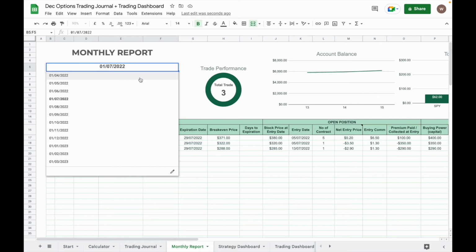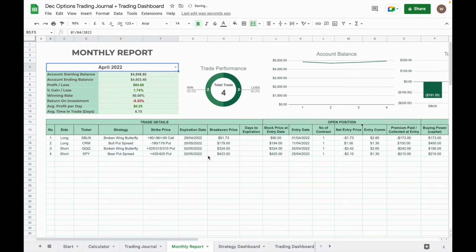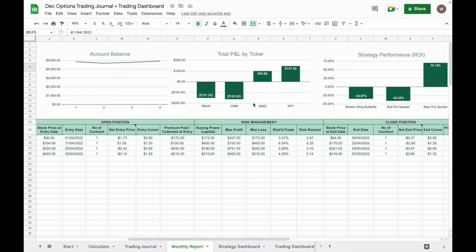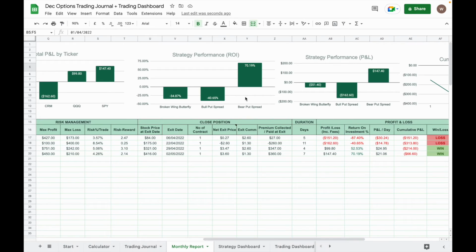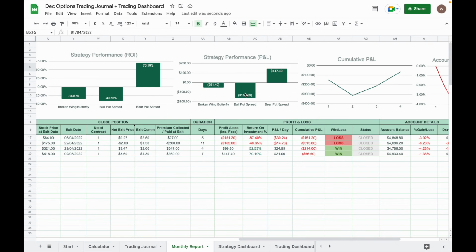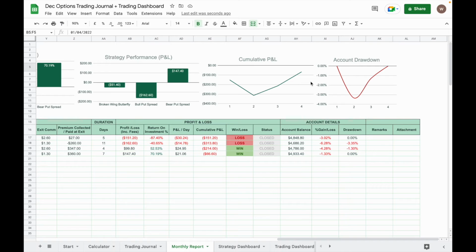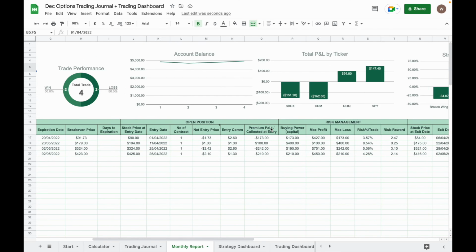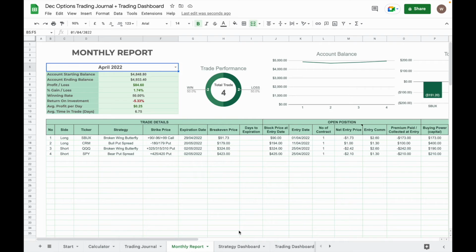So if I select April, all the trades that I took in April will be listed out here, and it will show me all the details, such as my profit and loss, my win rate, and my average profit per day. The charts here will show you your profit and loss by ticker, your account balance, your strategy performance based on your return on investment, your strategy performance based on your profit and loss, your cumulative P&L, and your account drawdown.